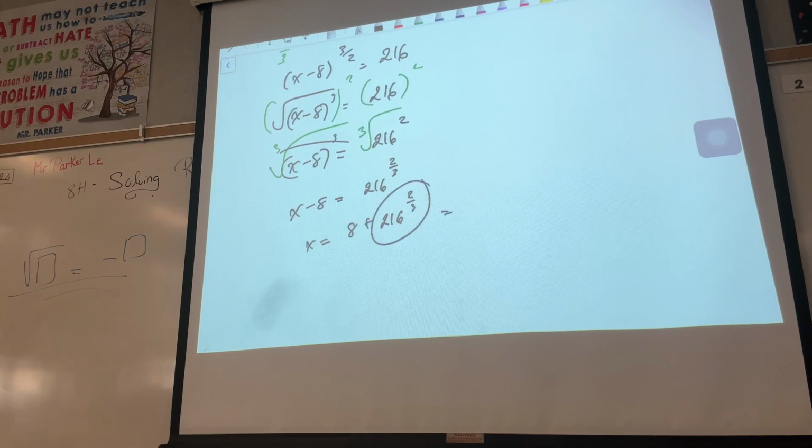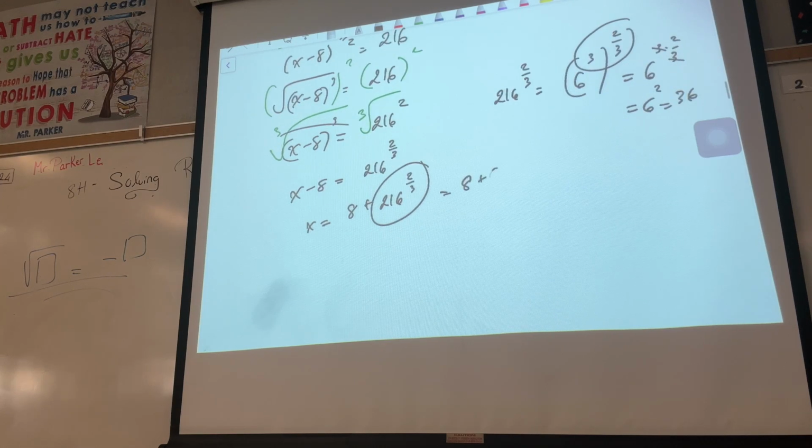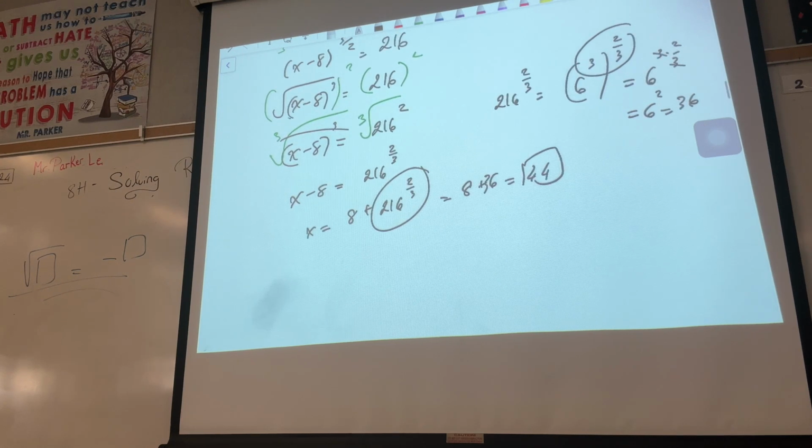Okay, now you need to handle this number. On the quiz 8.1, is something about like this, right? How do you do this? If you have calculator, you can get it, but if you don't have calculator, 216 is actually 6 cubed. So outside 2 over 3. So multiply the power, 3 times 2 over 3, that just becomes 6 squared, and that's 36. So I have 8 plus 36, that gives me 44. There's no plus minus because the cube root is odd, so there's no plus minus, that's it. Okay.